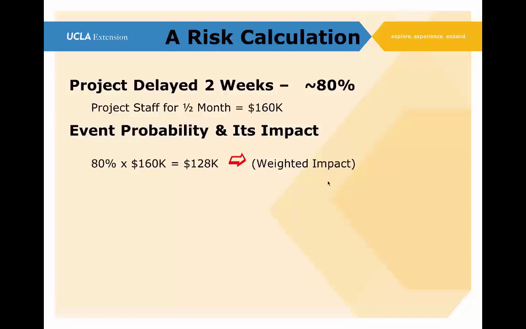So this is the way we would list this risk. We have a project delay of 2 weeks with a probability of 80%, and the weighted impact would be about $128,000.